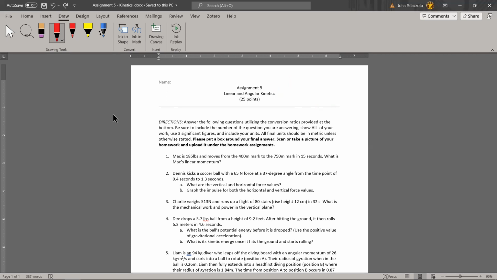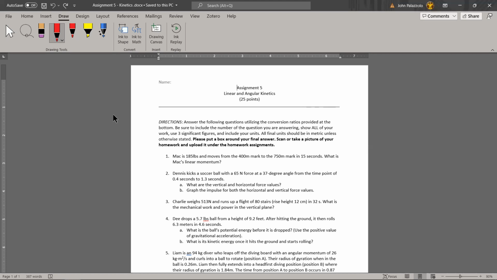So number 4, D drops a 5.7 pound ball from the height of 9.2 feet. After hitting the ground, it then rolls 6.3 meters in 4.6 seconds. So my first question to you, what is the ball's potential energy before it is dropped? And use the positive value of gravitational acceleration, which once again is 9.81 meters per second squared.